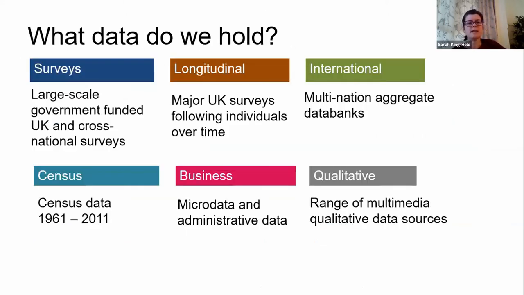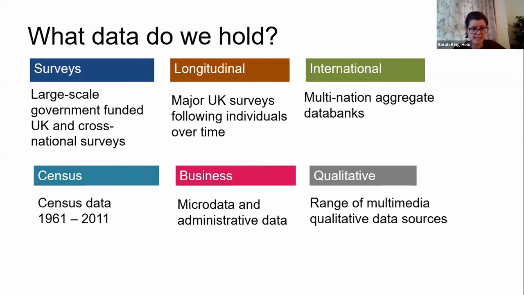Okay, so what kinds of data do we hold? Well, we have UK surveys and cross-national surveys, and these are large-scale government-funded surveys. We've got longitudinal data, which are similar to the other surveys, except that these are ones that follow individuals over time. The international data are things like data from the United Nations, for example, the OECD, and they are multinational aggregate data banks that you can download from the website.